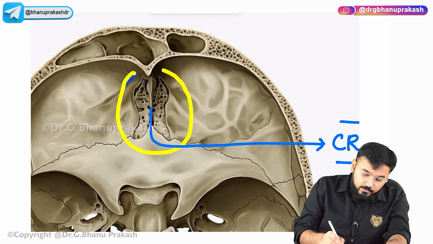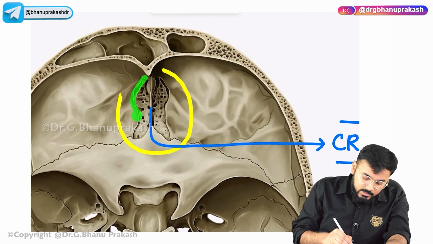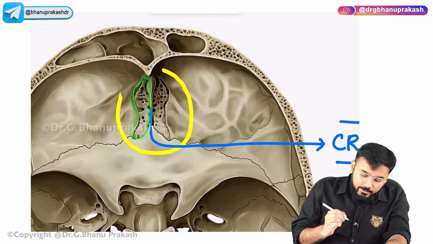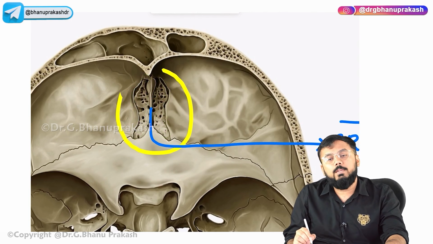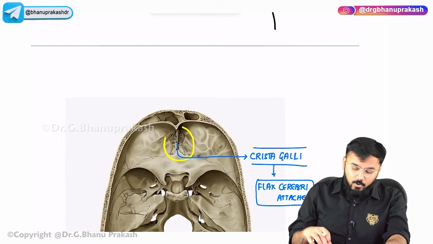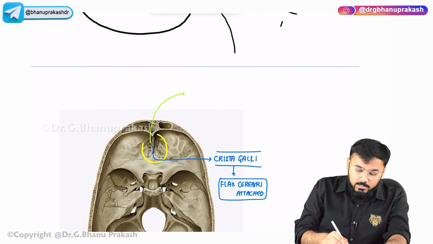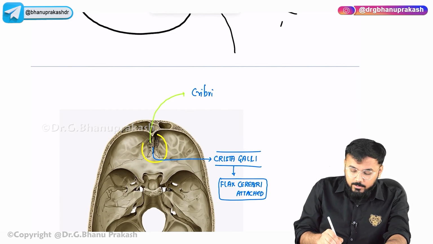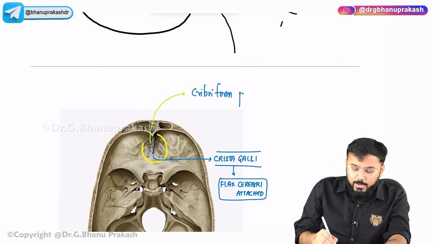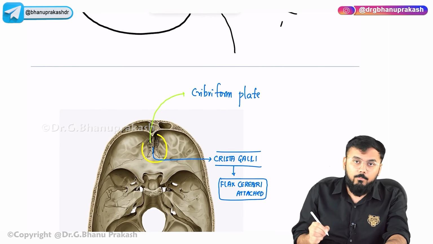Now here, on both sides of crista galli you have got two plates. All of you just look here: this is one plate, and this is another plate. There are two plates located. These two plates are called the cribriform plate. So what are these two plates over here called? These are called the cribriform plate.